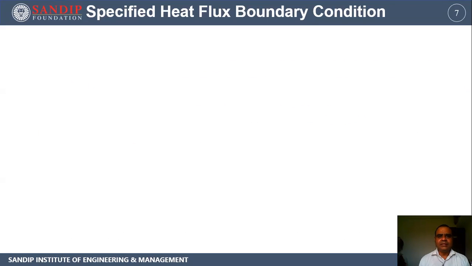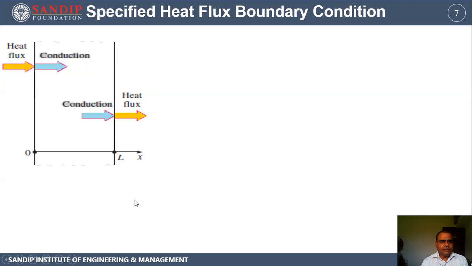The next condition is the specified heat flux boundary condition. Now heat flux, as you can recall, is nothing but the rate of heat transfer per unit surface area. Suppose we are aware of a heat flux at a particular location into a system. Suppose this is a system. Once again, I am taking the example of a simple plane wall, and I know the heat flux at x is equal to 0. I also know the heat flux at x is equal to L.